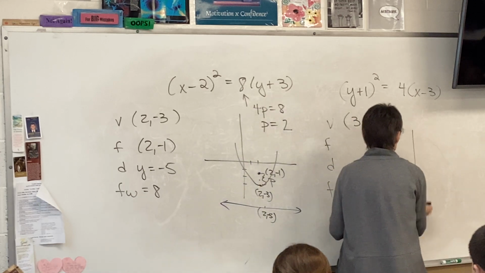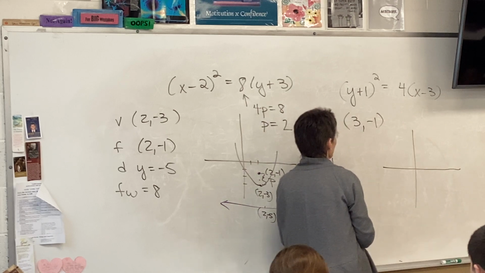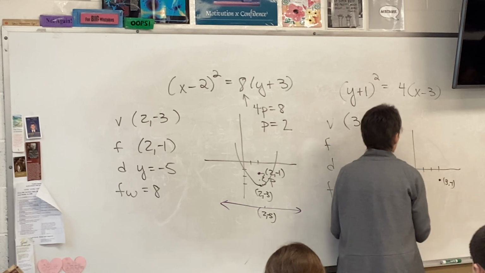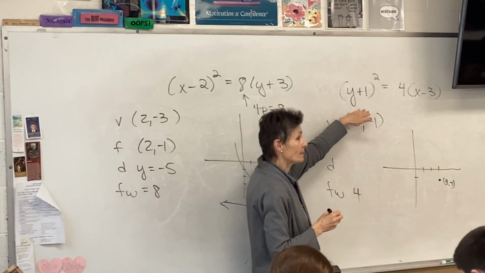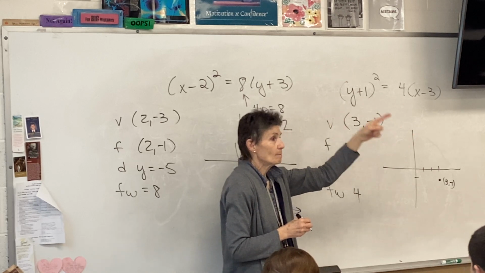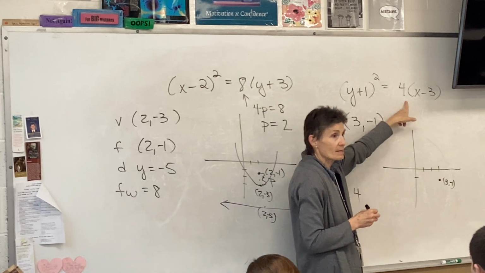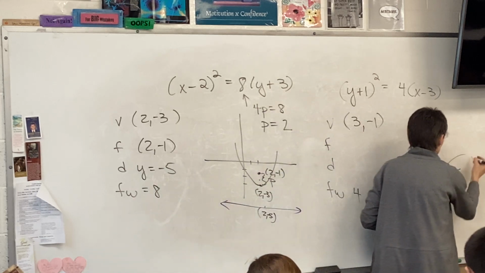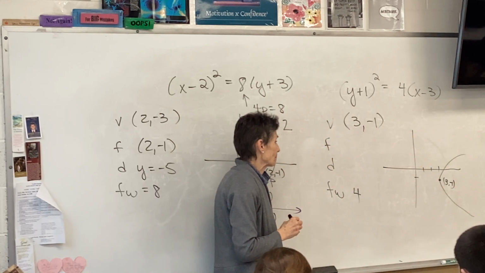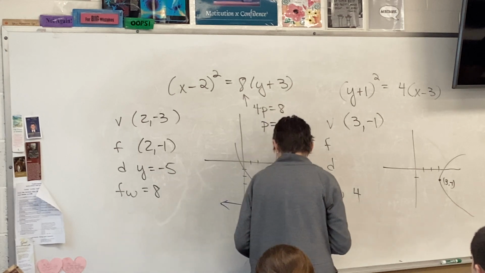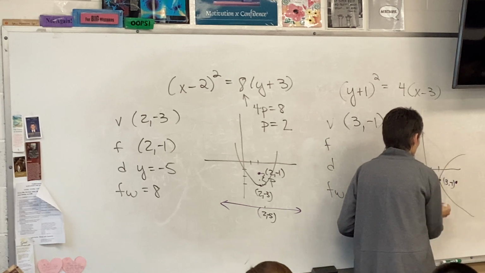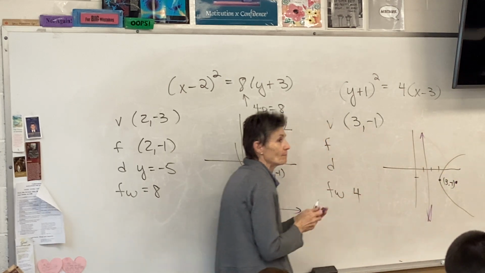So now I have to do the other part. It's Y. So I know my vertex is (3, -1). And I know that I am opening which way? Right. Why am I opening right? Because it's y squared equals positive 4x. My focus is somewhere in here. And my directrix is somewhere back here. Would you agree with that?